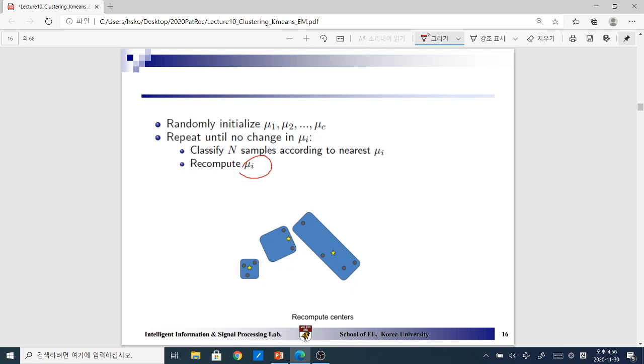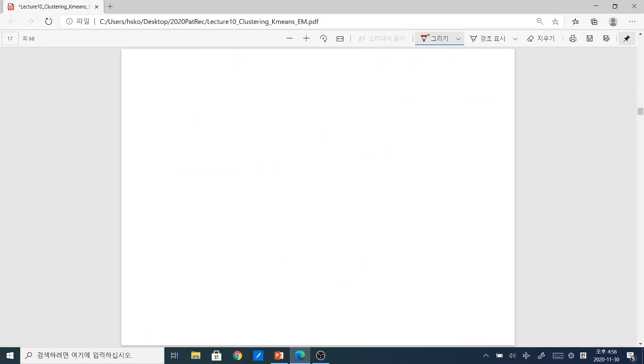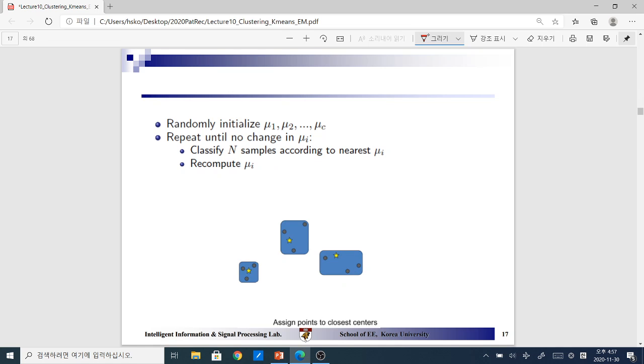So we compute the centroids and we assign the samples to the closest center. So at this point, as you can see, the centroid doesn't seem to be changing very much. So this is when we say the convergence has taken place, and the algorithm should stop.